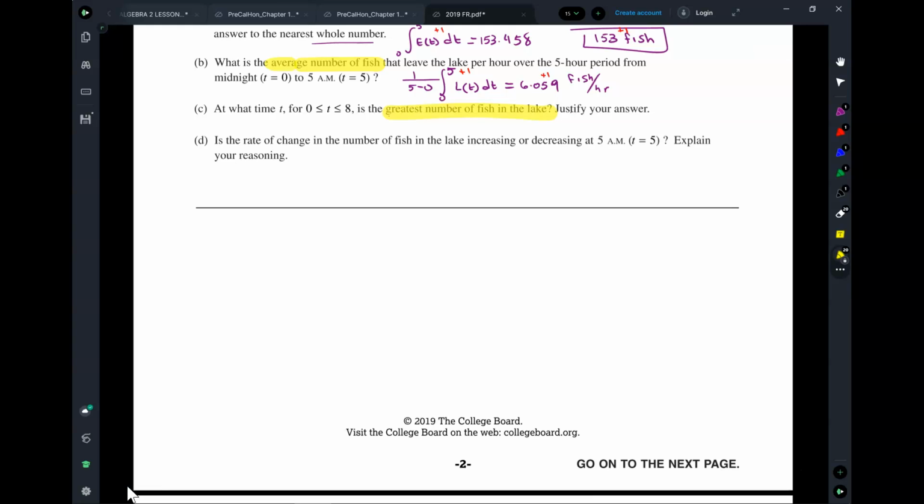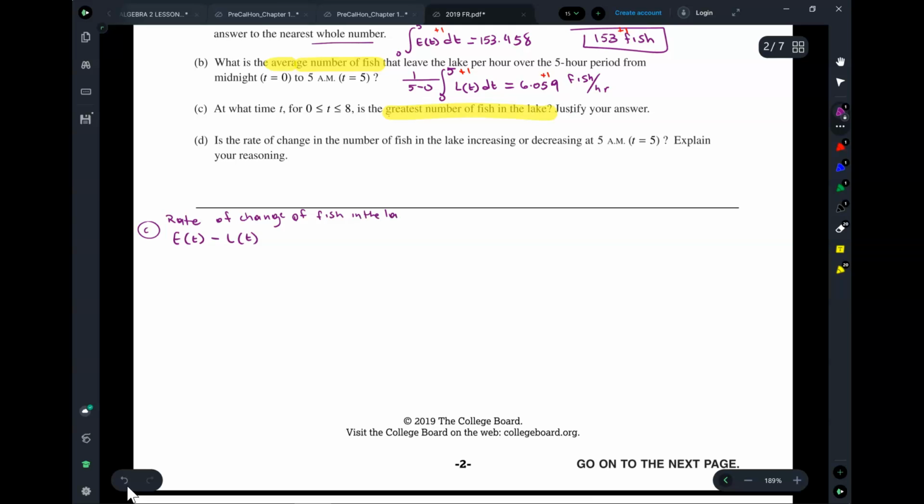Okay, so basically, E of t minus L of t is the rate of change of fish in the lake. Okay? So this is the rate at which they're coming in. This is the rate at which they're leaving. The rate at which the number of the fish in the lake is changing is the difference between the two.